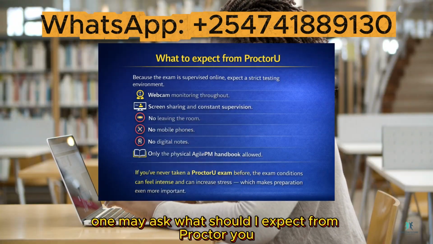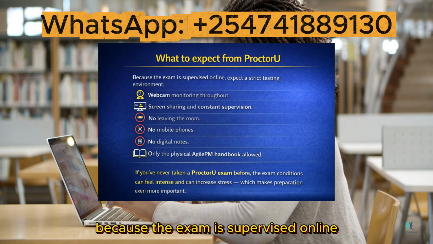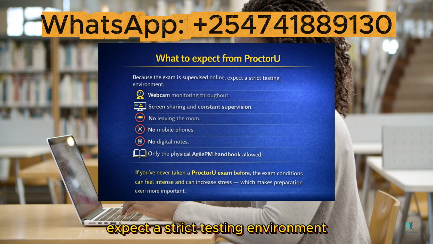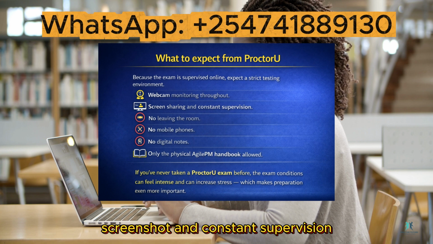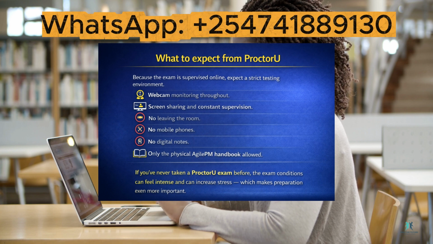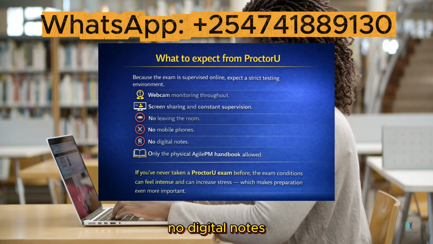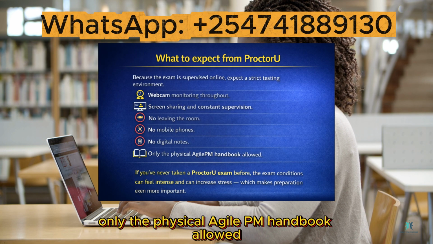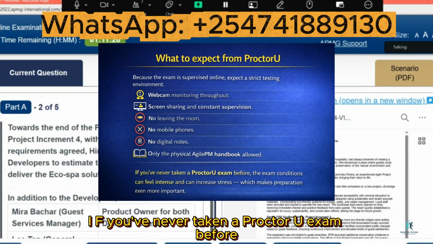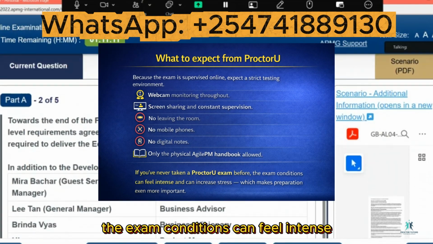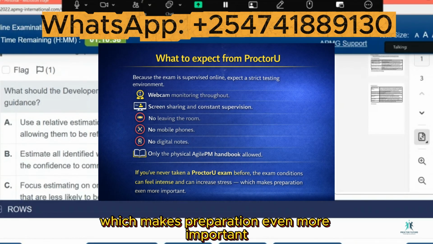One may ask, what should I expect from ProctorU? Because the exam is supervised online, expect a strict testing environment, webcam monitoring throughout, screen sharing, and constant supervision. No leaving the room. No mobile phones. No digital notes. Only the physical Agile PM handbook allowed. If you've never taken a ProctorU exam before, the exam conditions can feel intense and can increase stress, which makes preparation even more important.